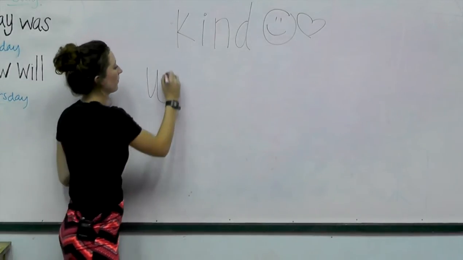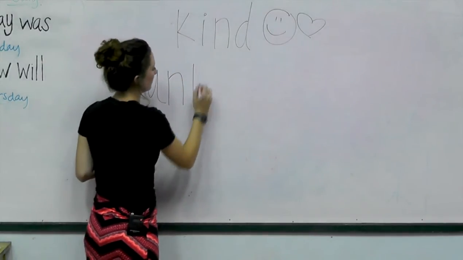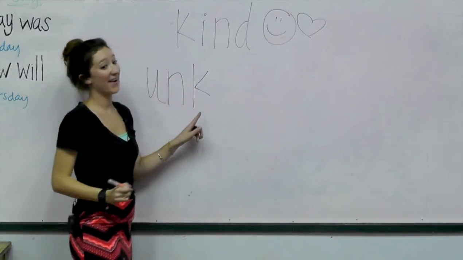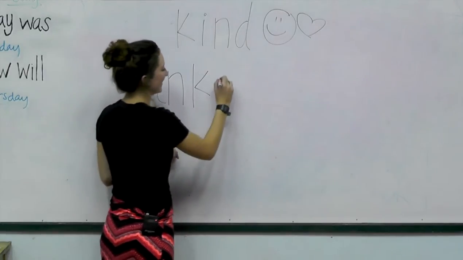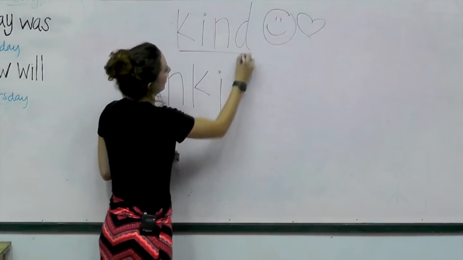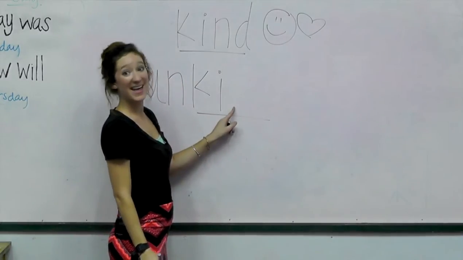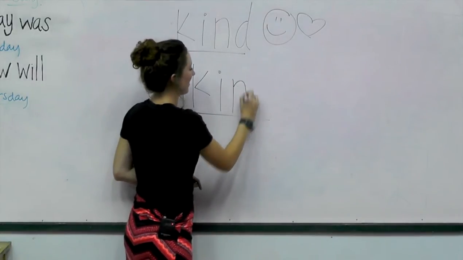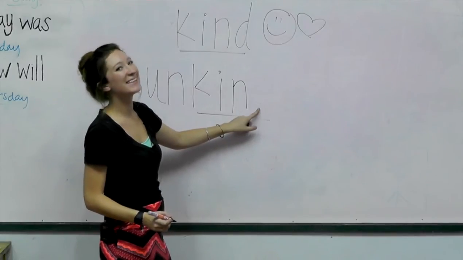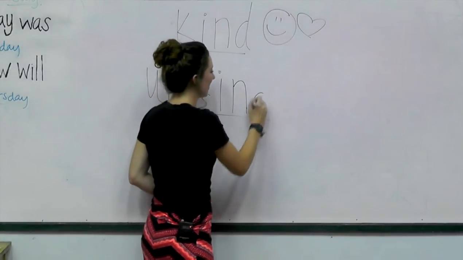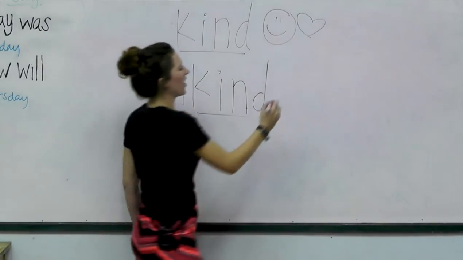U. N. K. Who can guess what comes next? I, that's right. See, it's the same word. So what comes next? N. Very good. N is next. And finally? Good, D. Kind, unkind.